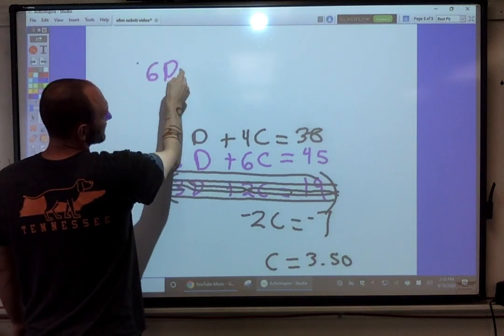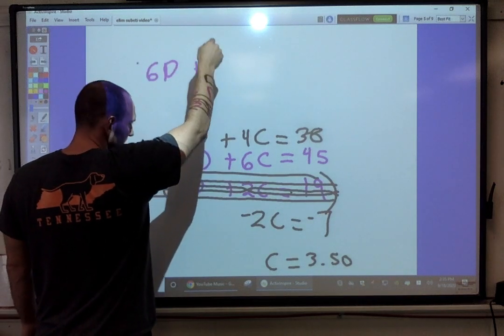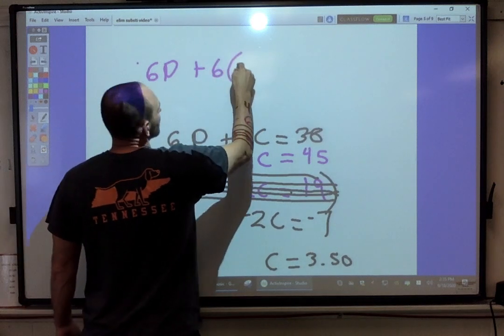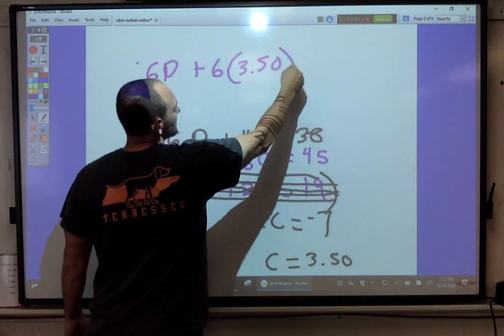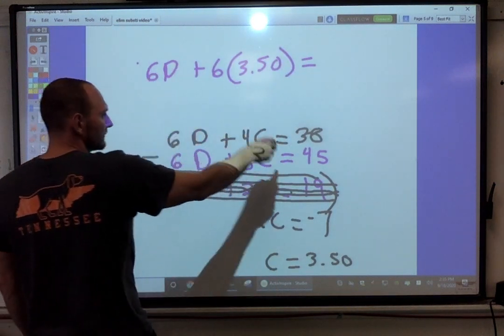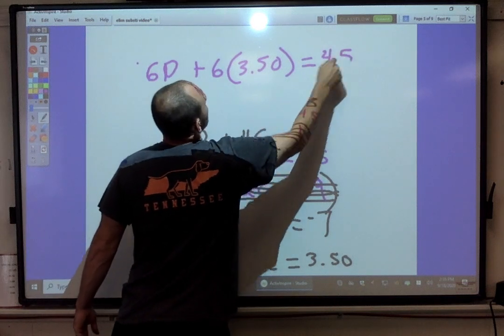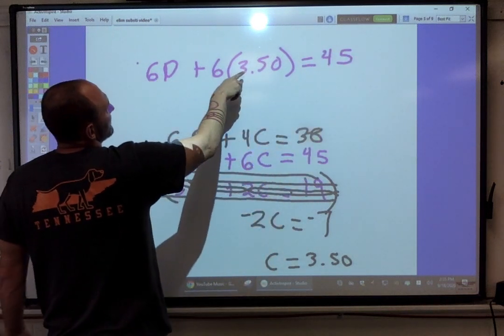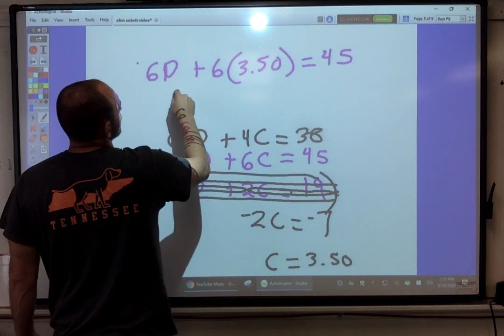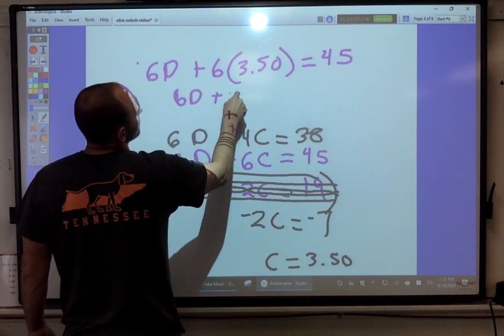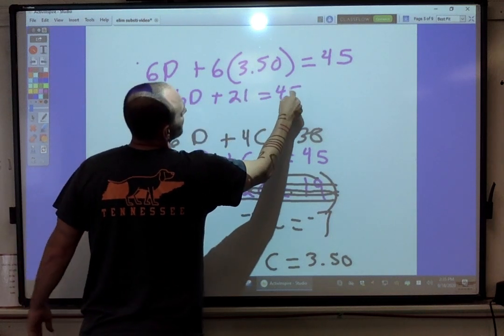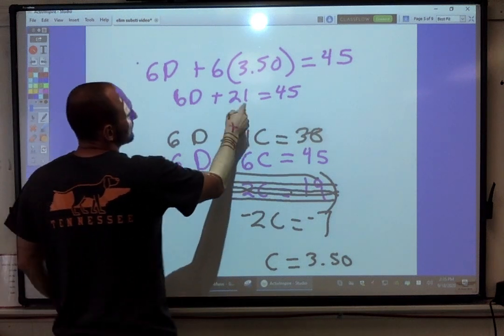So 6 dog brushes plus 6 cats times 3.50 should equal $45. 18 and 3 is 21. So 6d plus $21 is 45. Subtract our 21.